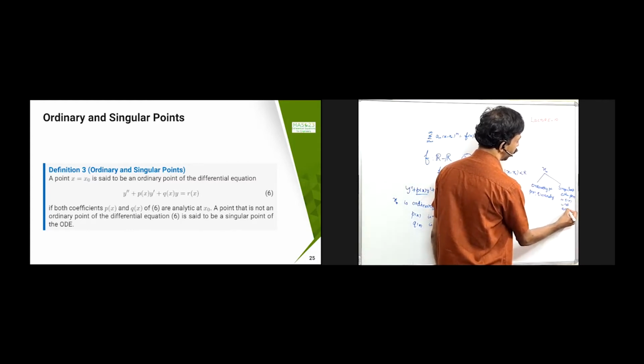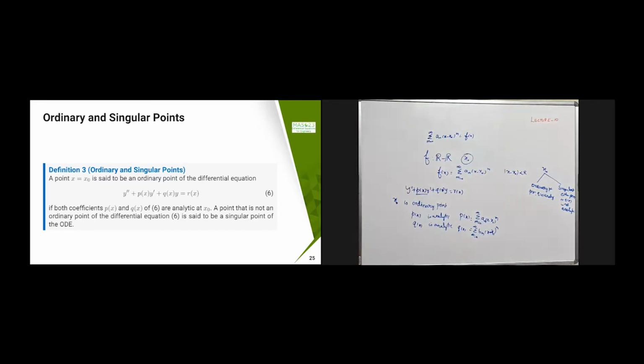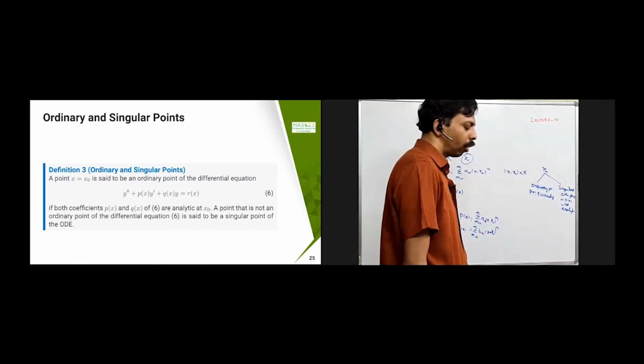Either p of x or q of x is not analytic. If one of them is not analytic, we say that it's a singular point. Now again, the singular point I will classify further. How do I classify? That we will see.